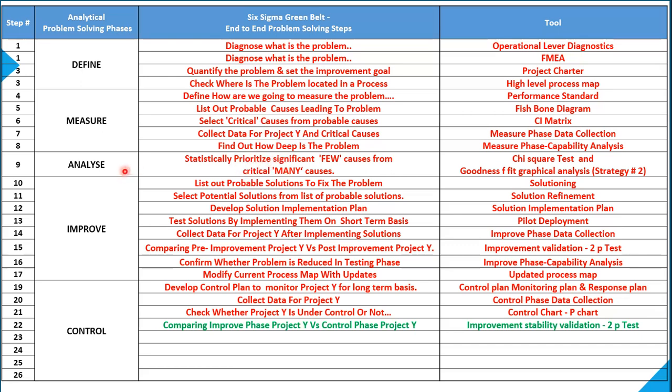Once that is done, we'll enter into the improve phase. Now, post analyze phase, we do have statistically significant causes. Now we need to find out the probable solutions for them.